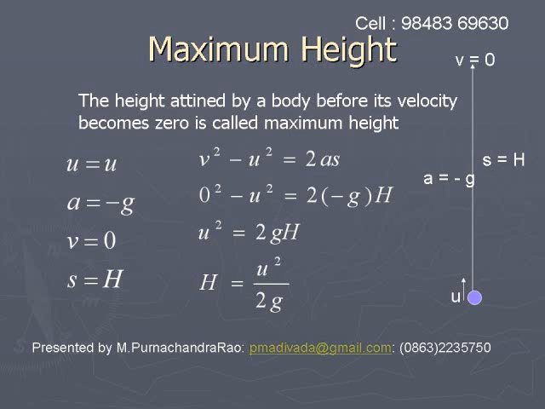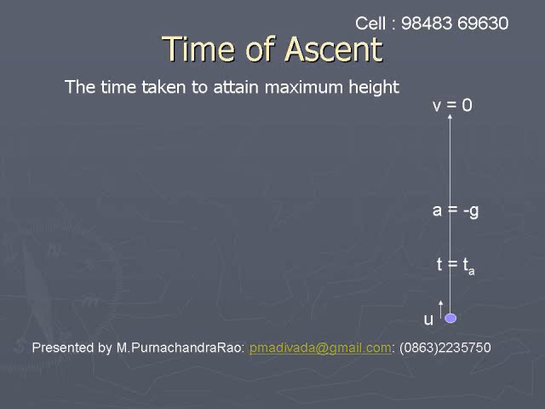Relation for time of ascent. Time of ascent is the time taken to reach maximum height. To find a relation for time of ascent, let us consider initial velocity as u and final velocity is 0. Acceleration a is equal to minus g. Time t is equal to ta, where a stands for ascent.